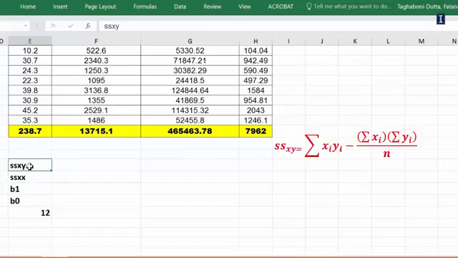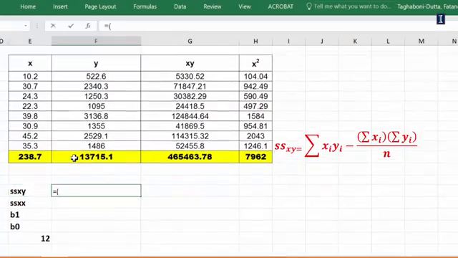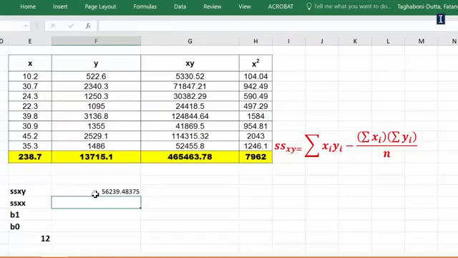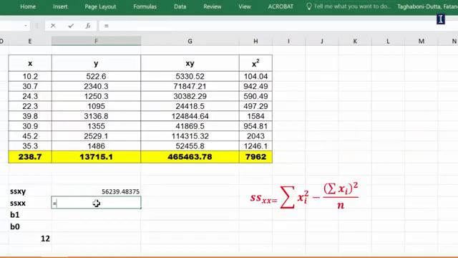The equation for sum of squares of x's times y's, which is SSXY, is equal to parentheses, sum of XY's, this value, minus sum of x's multiplied by sum of y's, divided by n. And in this case, n is 1, 2, 3, 4, 5, 6, 7, 8. We have 8 stores, and this will be the value for SSXY. Then SSXX is, as you can see in the equation, sum of x squares, so that's this value, minus sum of x's, now raised to the power of 2, divided by 8.